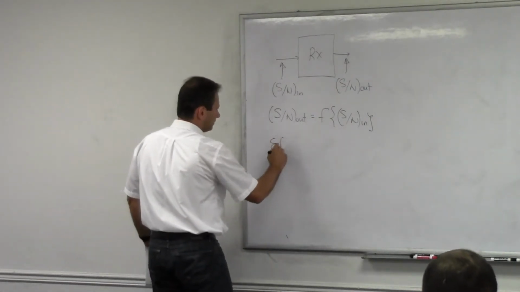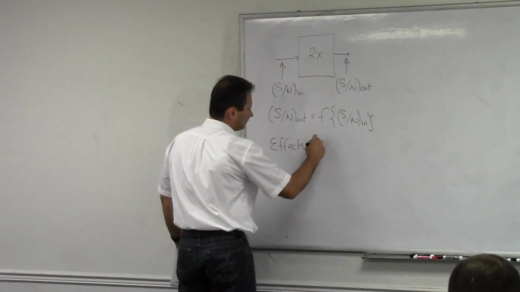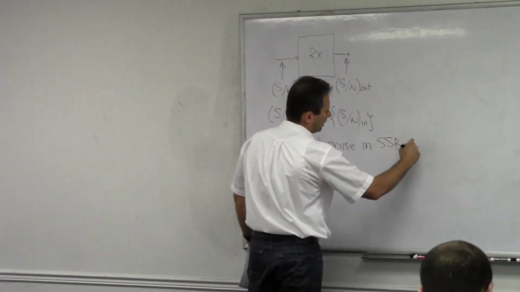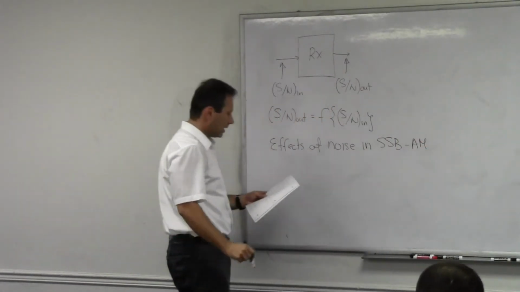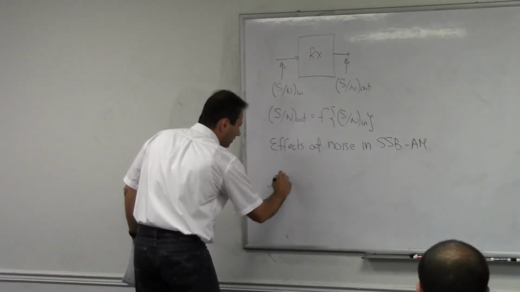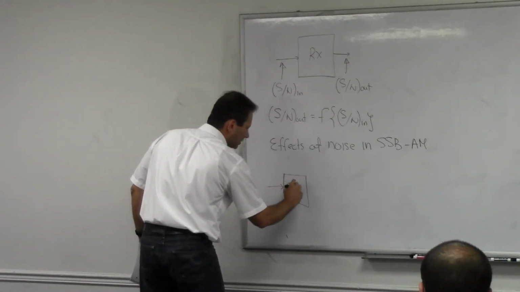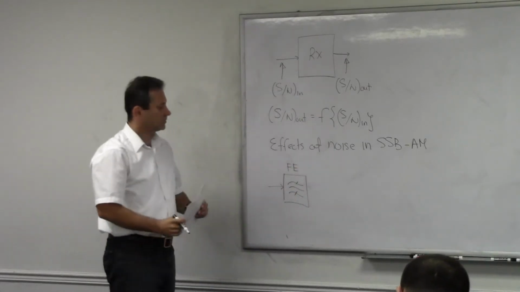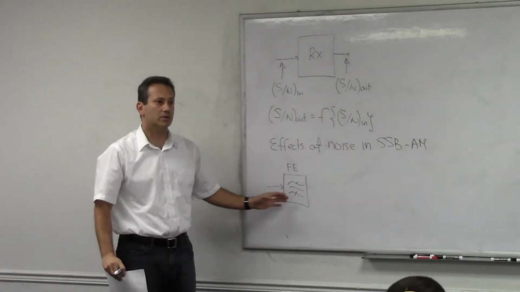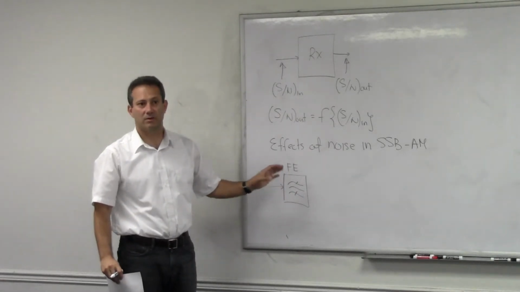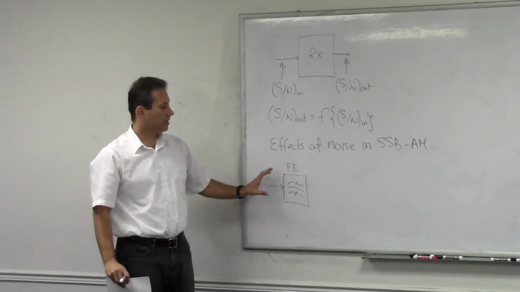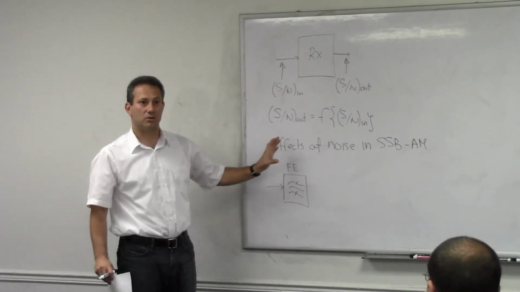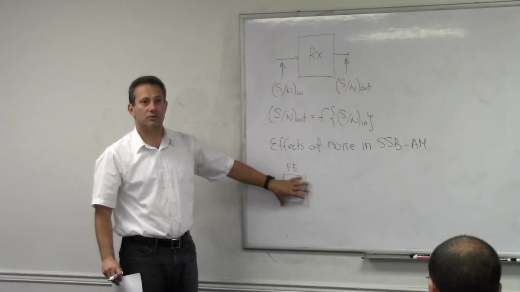So, effects of noise in single sideband AM. So let's draw a block diagram of the receiver. Remember that every one of our receivers always starts with this band pass filter, which we call front-end filter. The purpose of this filter is to eliminate the noise that is outside of the bandwidth of your signal. That's the easiest, because remember, noise has an infinite power in our model because the power spectral density is constant across all frequencies. So without this, your signal-to-noise ratio goes to 0.